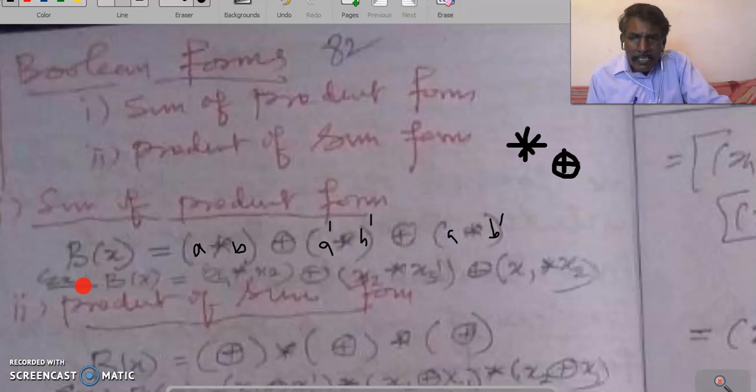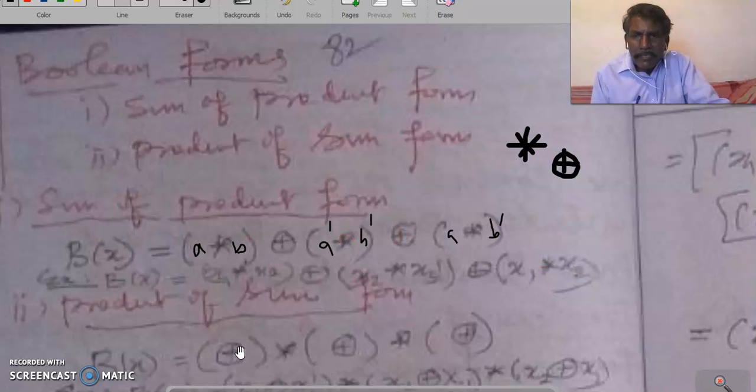And this is another example given here. B of x equals x1 meet x2 join x2 meet x3 complement join x1 meet x2. This is another example for sum of product form.